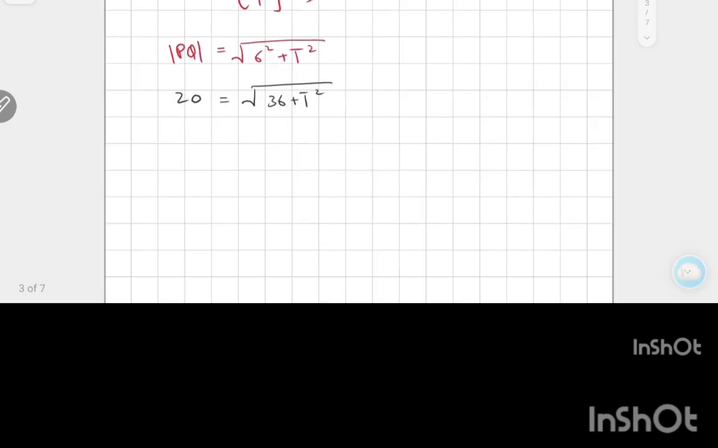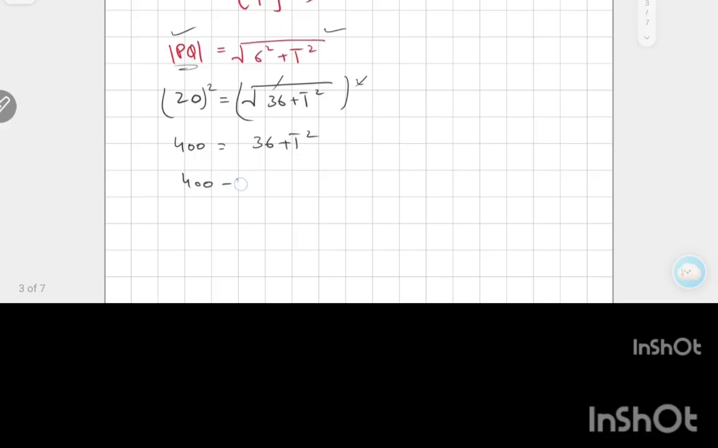Hopefully you have understood. We have a question: PQ is (6, t), and the magnitude of PQ is 20, and we have to find t. First of all we write the formula: the magnitude of PQ equals the square root of 6 square plus t square. We know the magnitude of PQ is 20, and 6 square is 36. Now how do we find t square? Here we take the square on both sides. The square and square root cancel each other, we get 400, and this is 36 plus t square.